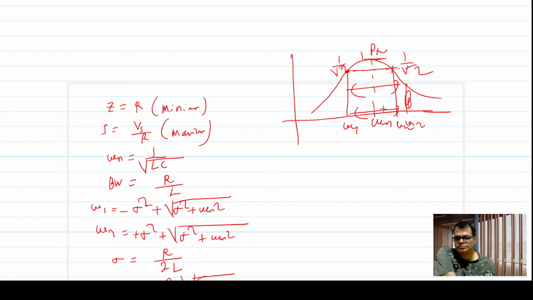The physical significance of the quality factor is the maximum energy an inductor or capacitor, an energy storing element, can store, upon the maximum energy dissipated. That ratio is called the quality factor. The quality factor and damping ratio are related to each other.